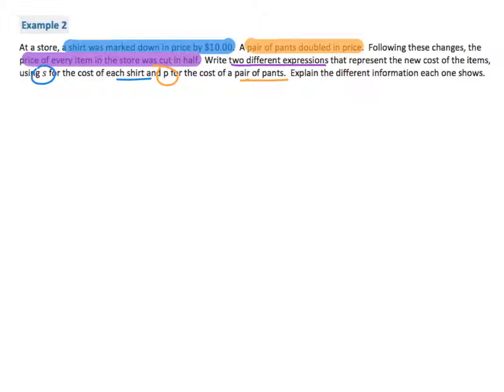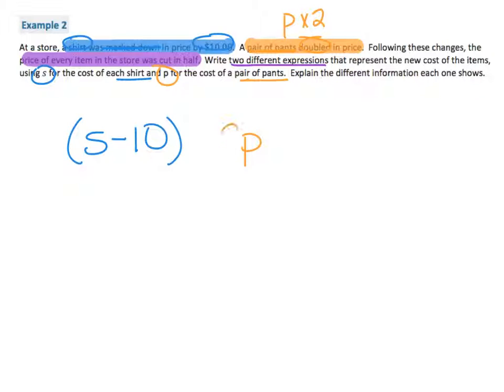So, the first thing I'm going to look at is my shirt. A shirt was marked down by $10. So I'm going to take S minus 10. That is my shirt. A pair of pants, or P, doubled in price. Doubled is timesing by 2. But rather than saying P times 2, I'm going to write it as 2P since it's more efficient. And if I'm buying both these items, I'm going to go ahead and add them together.